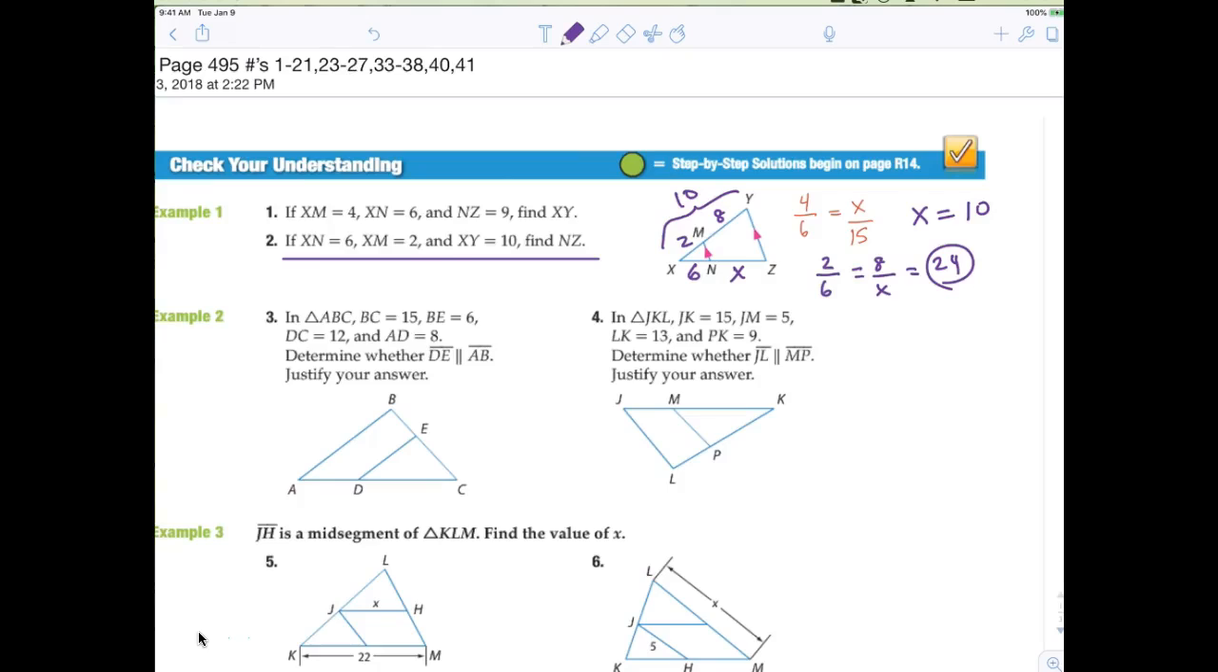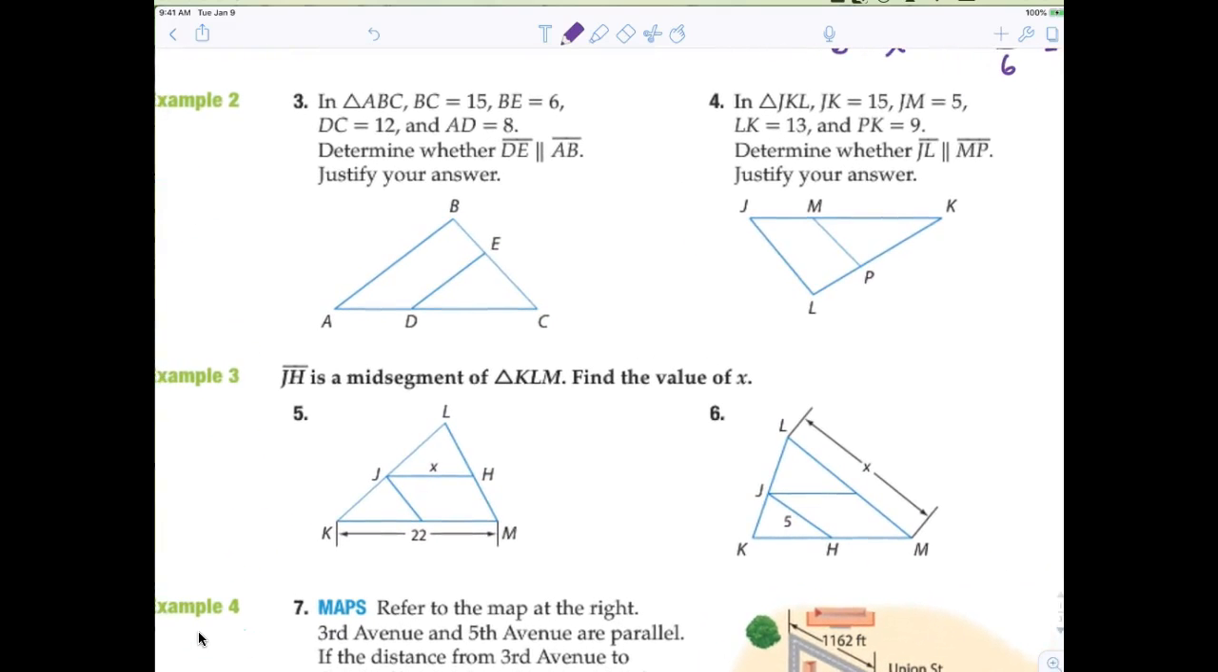All right, here we go. Let's check out number 3 now. In triangle ABC, BC is 15. Here's how I like to draw that so I don't get confused. BC is 15, and then BE is 6. In my head, right off the bat, I'll just go ahead and write that as 9, just in case. DC is 12, and AD is 8. Determine whether they are parallel. What are you guys thinking? Because why?